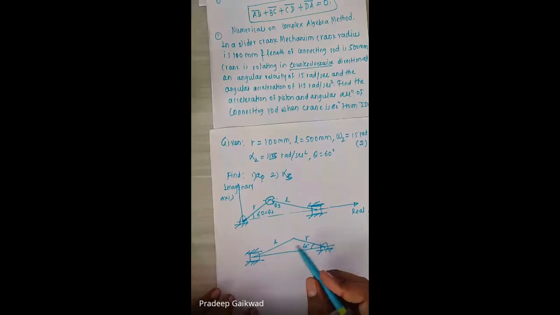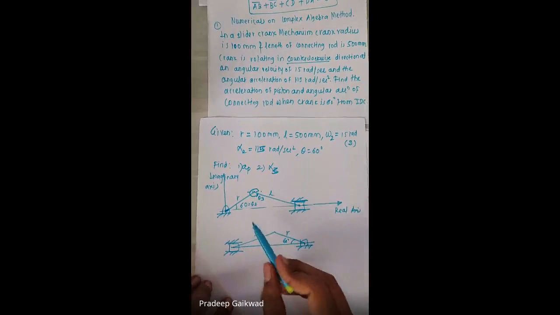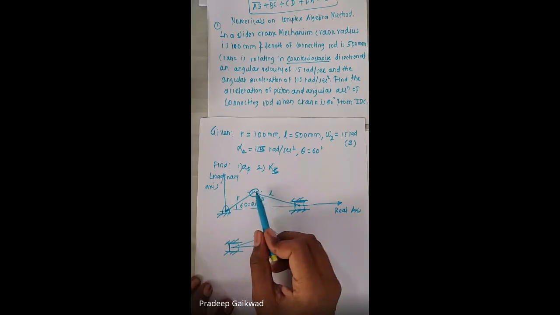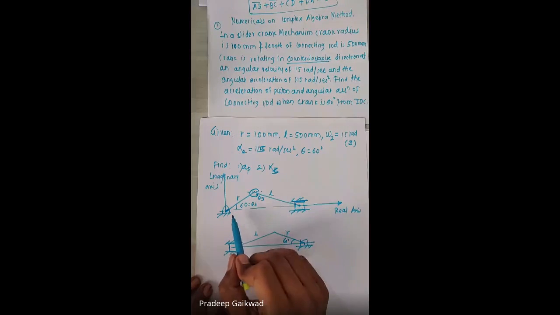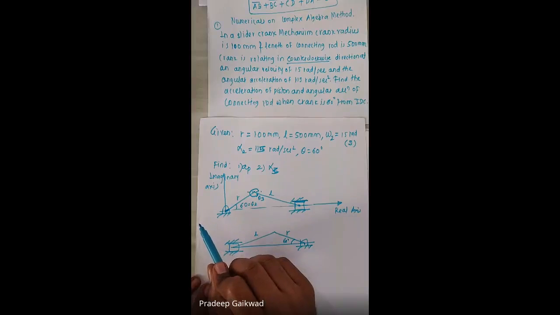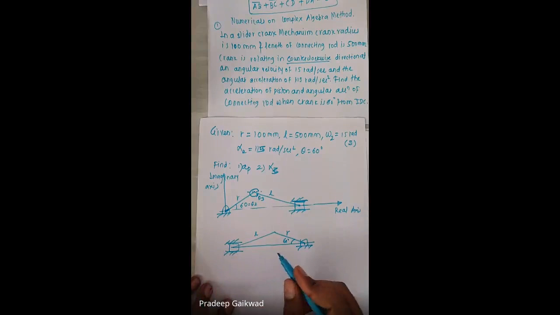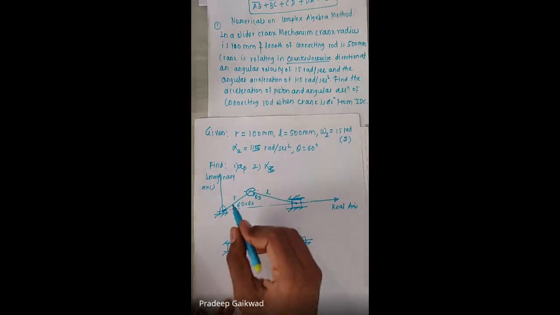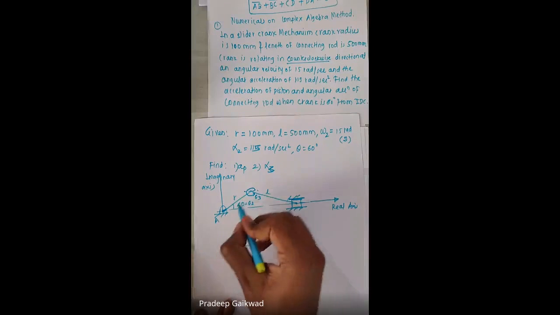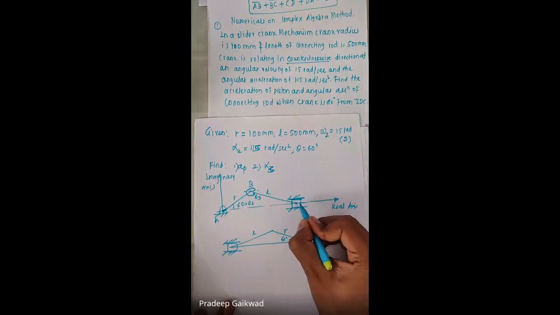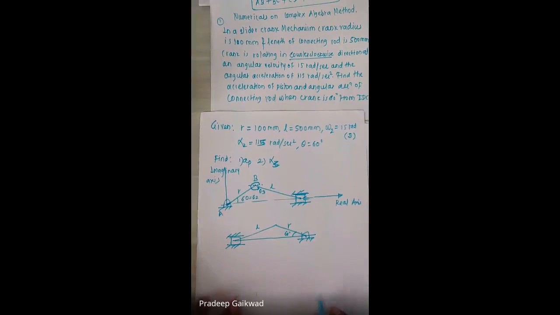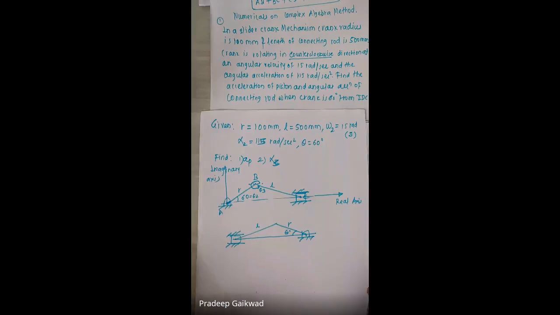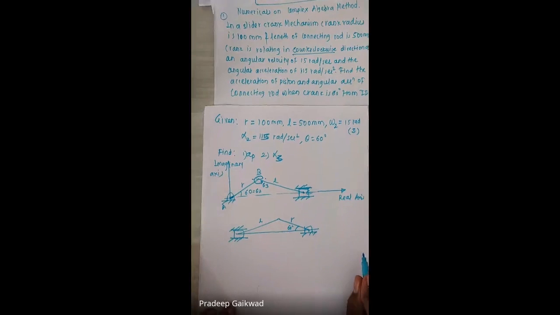So what I showed here: real axis, imaginary axis, angles, and the rotations for crank and radius. R, L, theta 2, theta 3. Okay. Now I have to apply the loop closure equation. In order to draw a loop closure equation properly, we have to show arrows. So let's say it is first A, this one is B, and this one is C. In your syllabus, only the 4-bar chain and slider crank mechanism is there, so we are taking numericals on the same mechanisms.